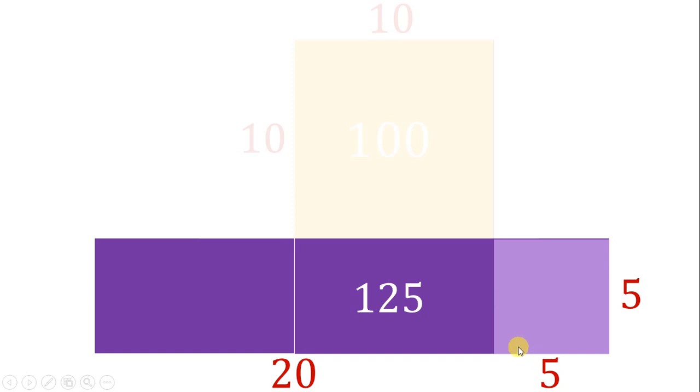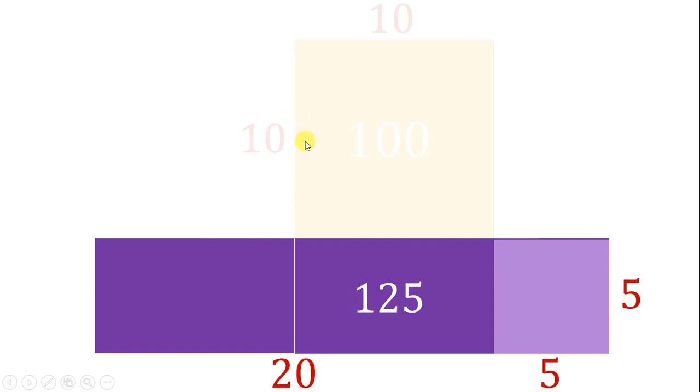5 here. So one side of this rectangle is 20 plus 5 and the other side is 5. If we find the area of this rectangle, it is 25 times 5, which is 125. It means it satisfies the relationship. It means this number should be 5. So we have found the missing side length, which is 5.